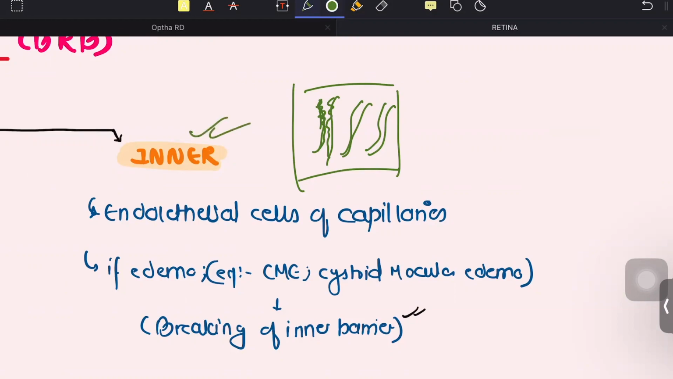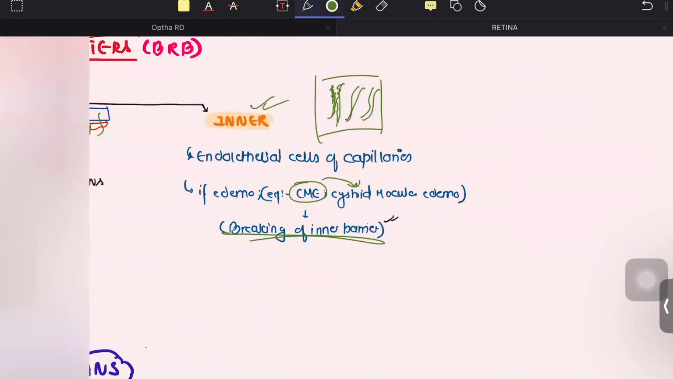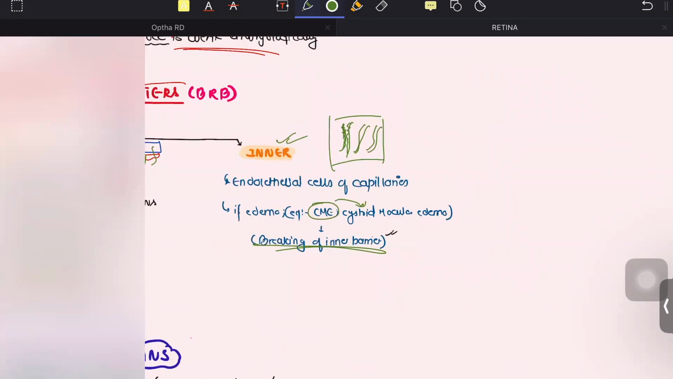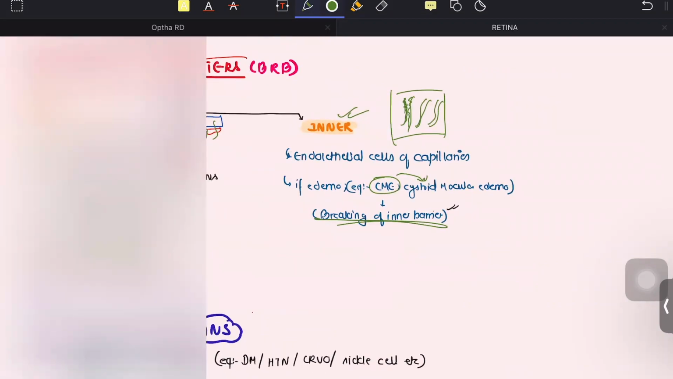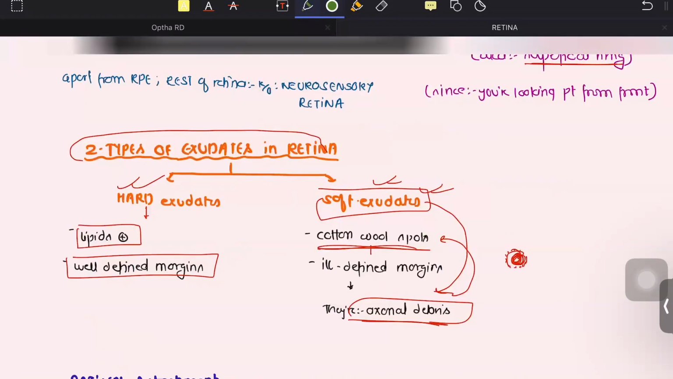If this inner blood retinal barrier is broken or damaged, it will result in a disease called cystoid macular edema, which we'll talk about shortly in our subsequent videos. So why does cystoid macular edema happen? It is because of the breakage of the inner blood retinal barrier, which is also an important MCQ point. For this particular video, we'll be talking about this much only.